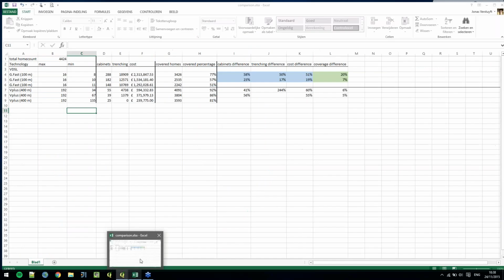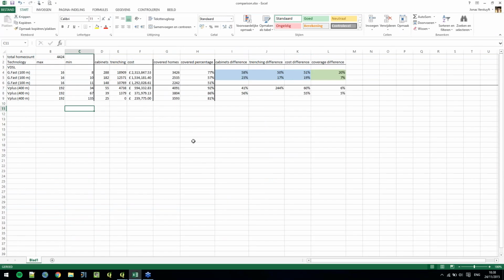We can zoom in to the effect that playing around with these parameters has on the costs, the amount of cabinets that should be placed, or the trenching that is needed. I did a couple of different scenarios for G.Fast, where we increase the minimum amount of homes that should be placed on a new node. What you see is that if you increase the minimum amount of homes, the coverage that you will be able to reach will lower as well.